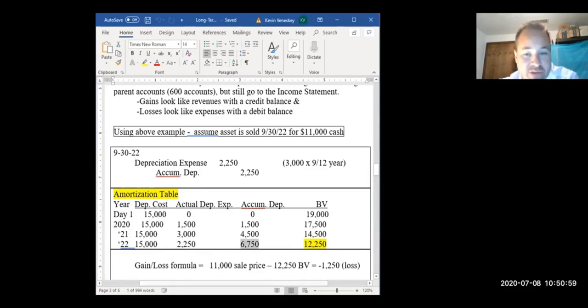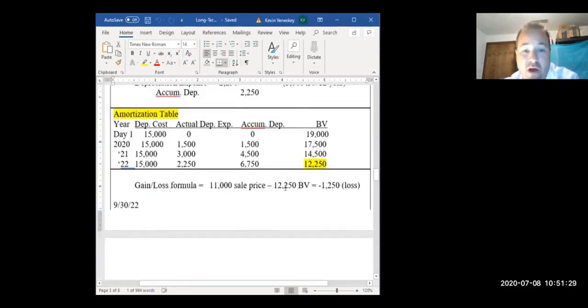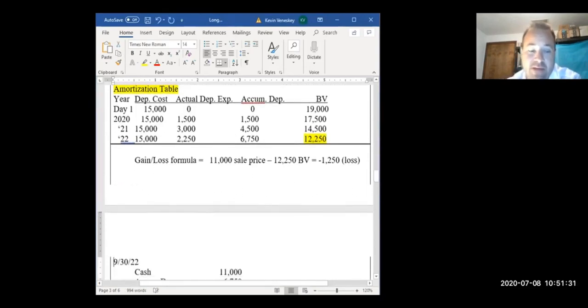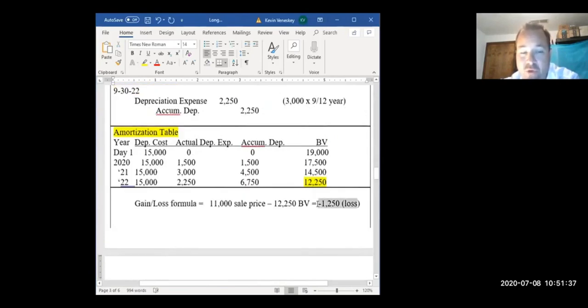So everything that I've just done over here, I can do in my amortization table. I've got a book value of $12,250. If you just take the equipment minus the $6,750 total, you get $12,250. Now it says I sold it for $11,000, so I'm selling it for less than it's worth on my books. Therefore, I'm going to have a loss if I sell it for less than it is on my books. Okay, so I know that this is going to need to be in my journal entry.